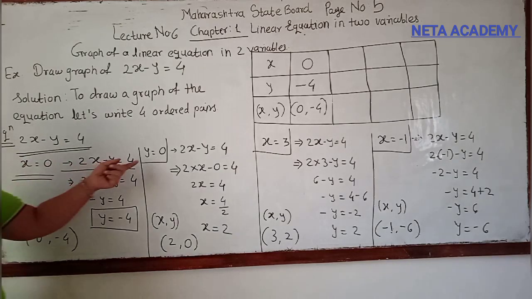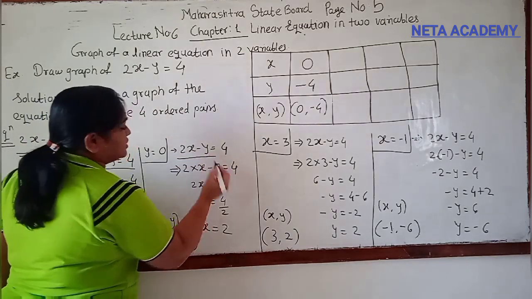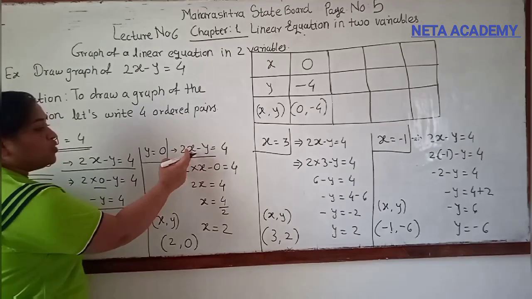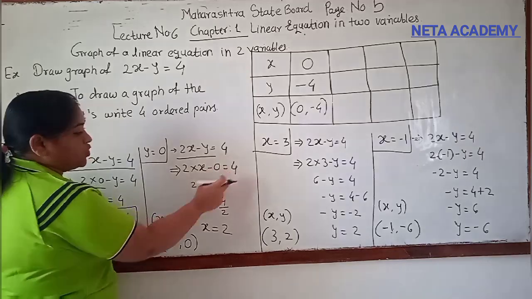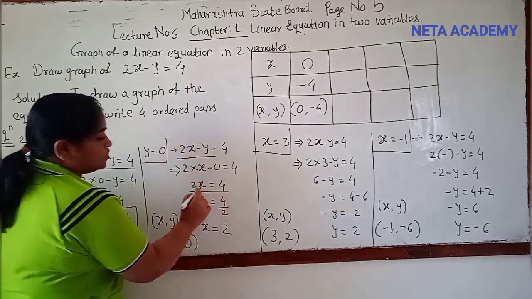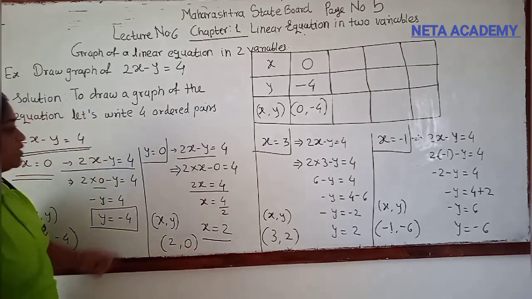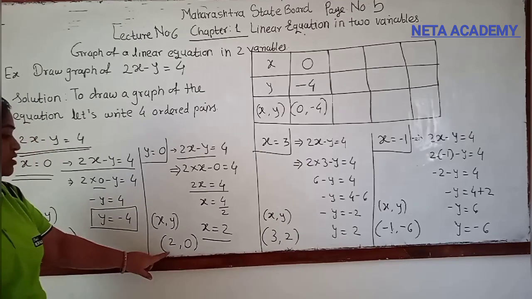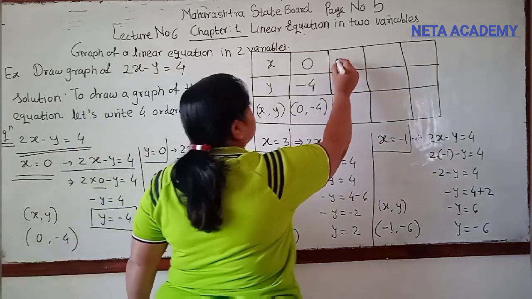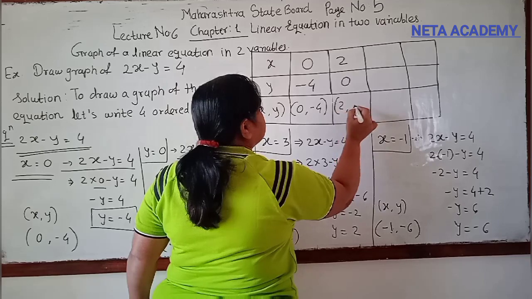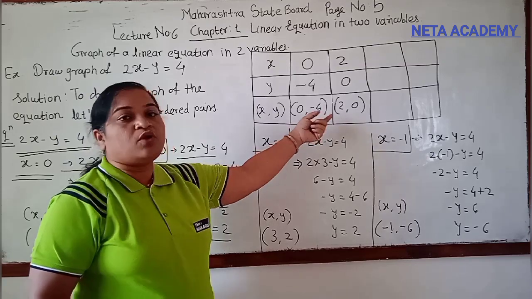If we take y is equal to 0 and put the value of y in the given equation 2x minus y is equal to 4, we get 2 into x minus 0 is equal to 4. So what remains here is 2x is equal to 4, which means x is equal to 4 upon 2, and the value of x is 2. So if y is equal to 0, the value of x is 2. Our next pair is 2 and 0. These are the points that we are going to plot on the graph.